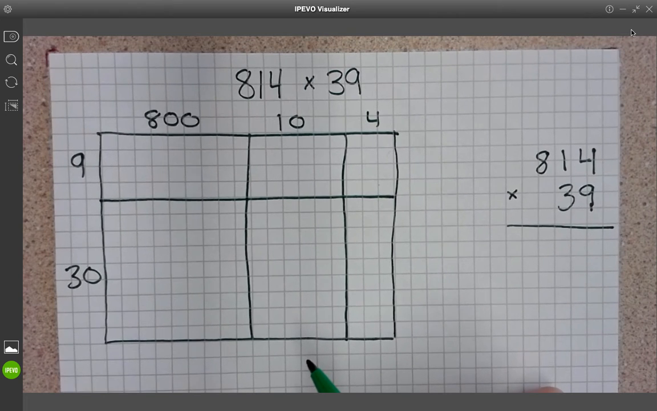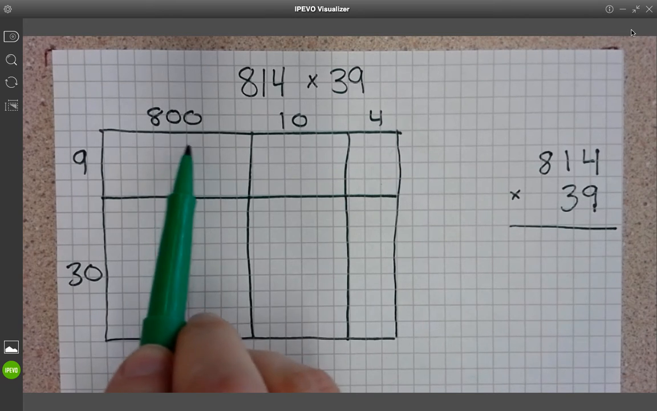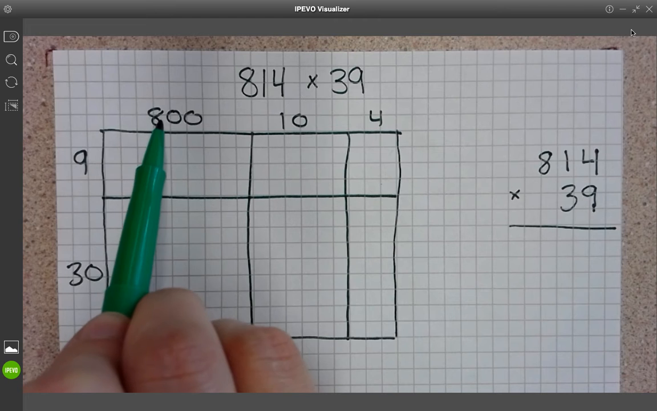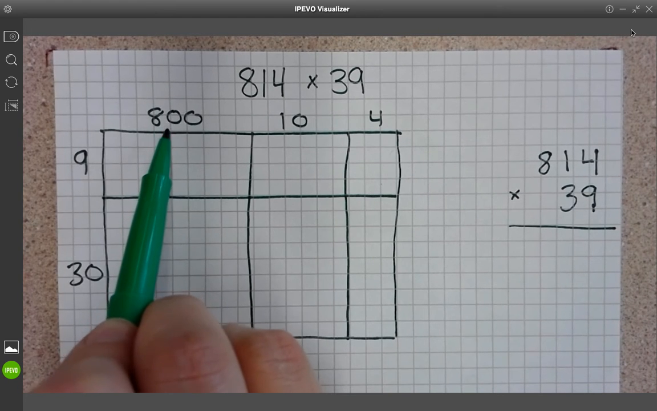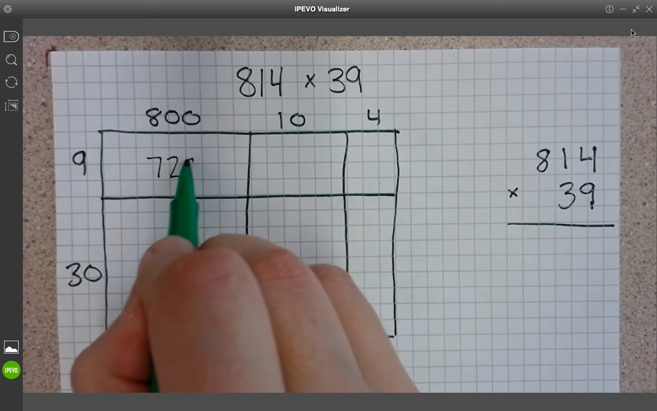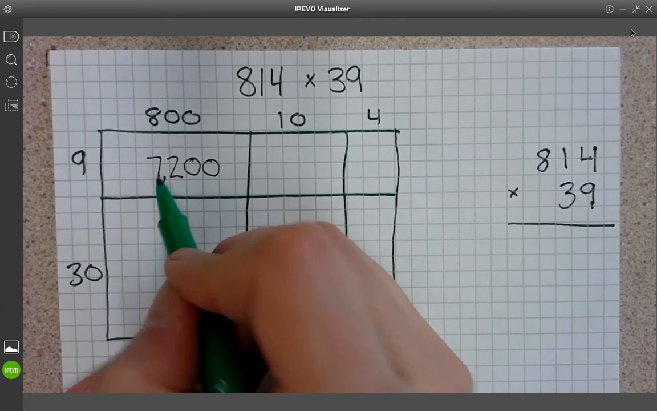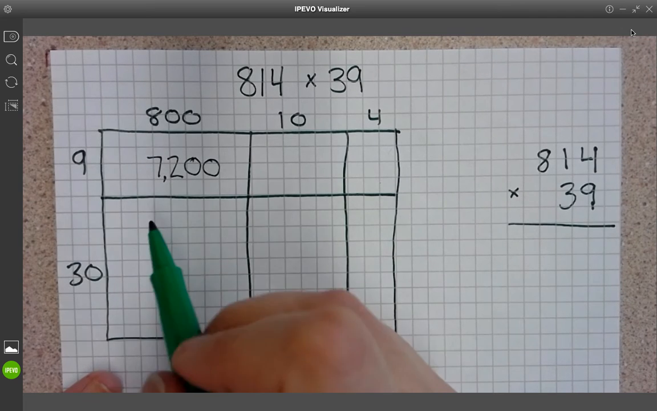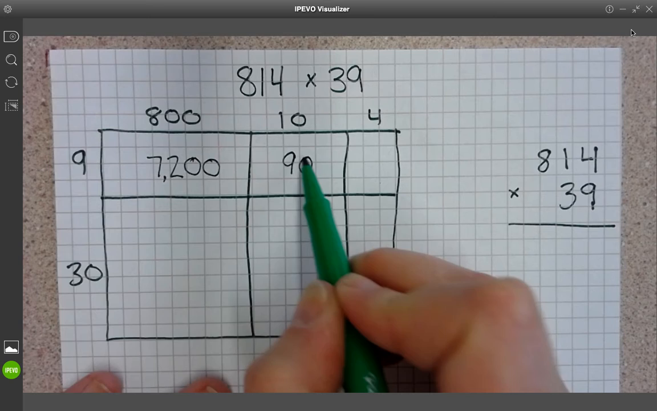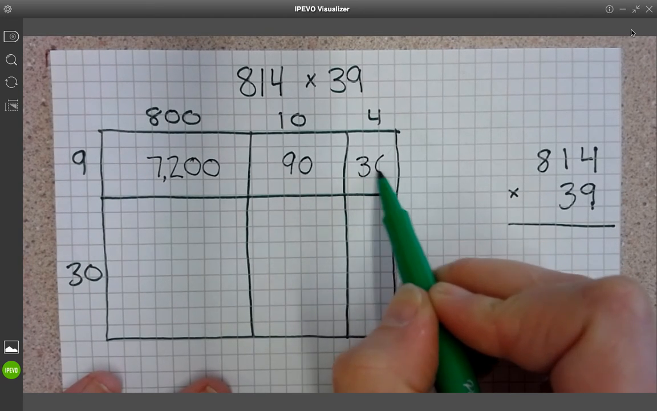And last time I told you that I was not going to be switching to write my factors in the boxes. I'm just going to write my products. So 9 times 800 is the same as 9 times 8, which is 72, times 100, which is 7,200. Next, I'm going to do 9 times 10, which is 90, and then 9 times 4, which is 36.